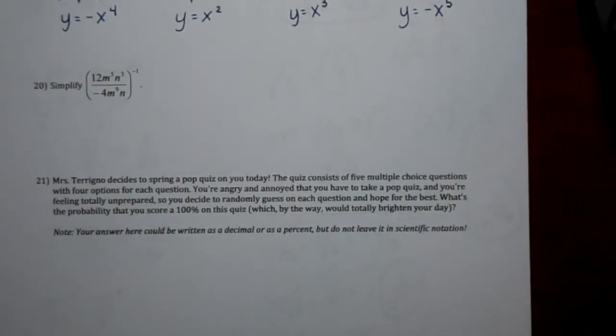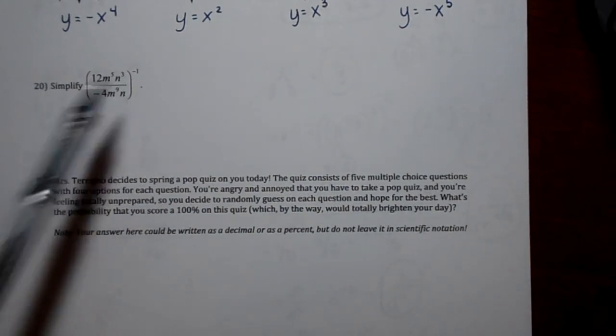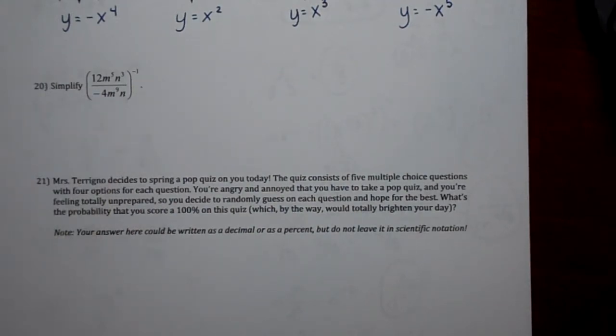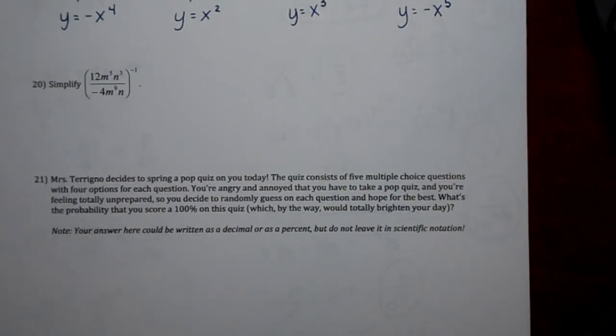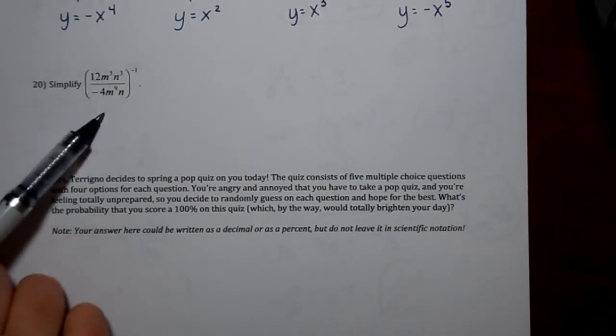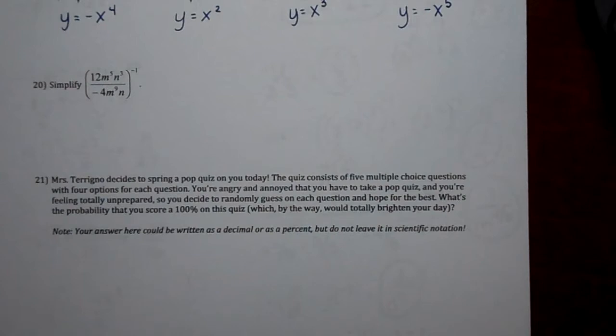20 is asking you to simplify. I'm going to follow the same advice I've given you over and over again. This -1 on the outside, I'm not going to worry about it right now. Now, if you did address that first, that -1 would just take this whole fraction and flip it over. So it's entirely possible that you would do it that way as well. But I'm going to start just by simplifying what I have inside the parentheses here.